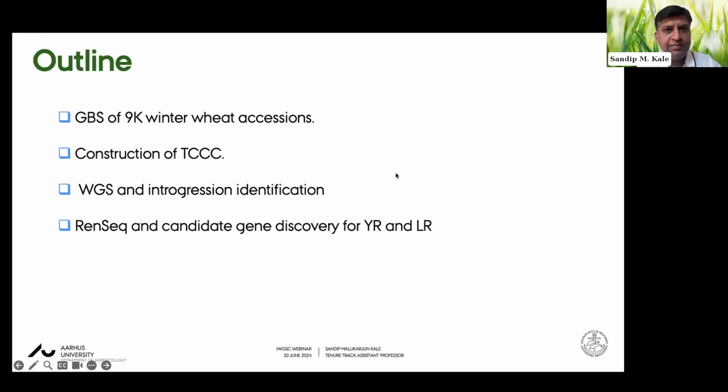So I have outlined my presentation in 4 topics. First, I will describe genotyping by sequencing of 9,000 winter wheat accessions and its use for studying the diversity. Second, I will talk about phenotyping of these 9,000 accessions and construction of a trait-customized core collection. Then I will talk about whole genome sequencing and its use for identification of introgressions, and finally about resistance gene enrichment sequencing and candidate gene discovery for yellow rust and leaf rust resistance in winter wheat.